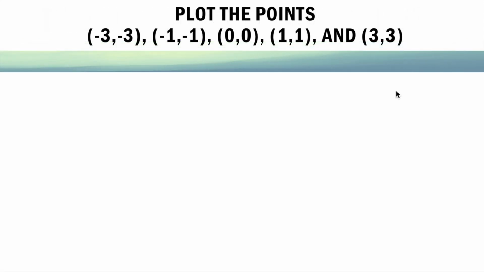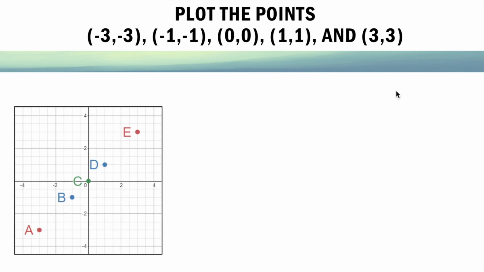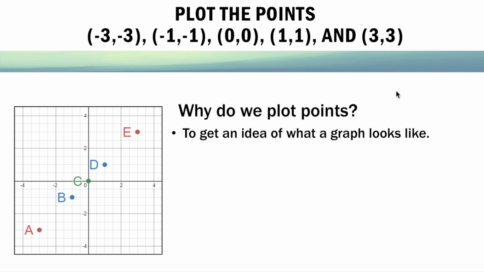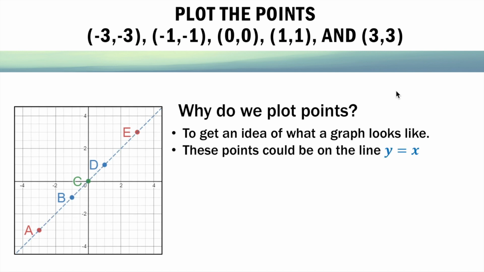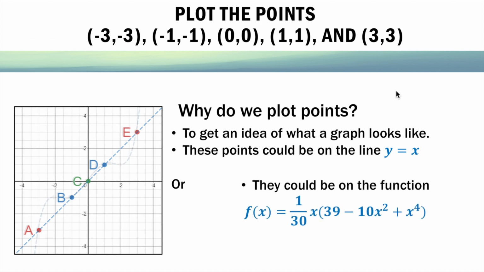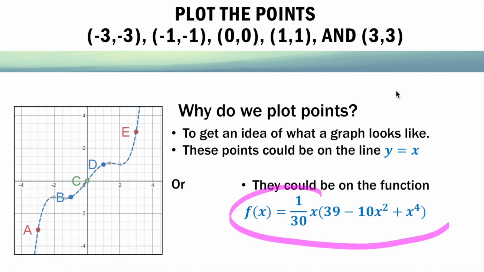If I asked you to plot these points, and I gave you a coordinate plane, you should come up with something like this. Now, why do we plot points? We can get an idea of what a graph will look like. So these points could be the line y equals x. They're in a nice linear pattern there. Or these points could also be on, whoa, that crazy function right there. So how do you know if it's on y equals x or if it's on this crazy function down here?